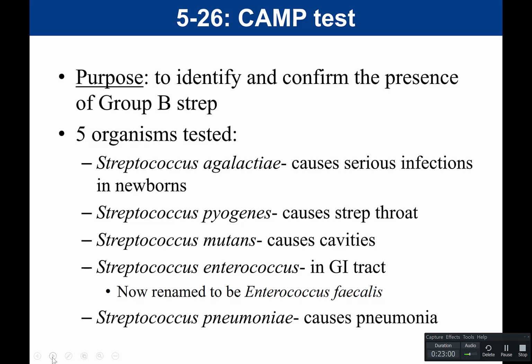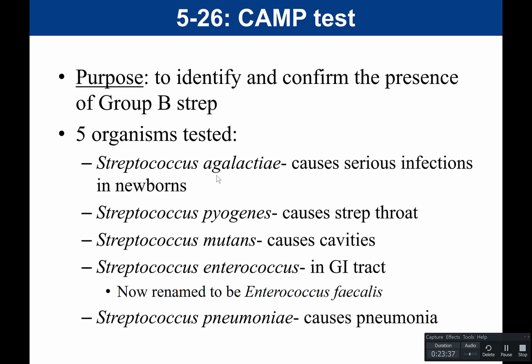We also talked about, and these are all going to kind of go together, the CAMP test. And the CAMP test was done in conjunction with this. And the purpose of the CAMP test was to identify and confirm the presence of group B strep, so specifically Strep agalactiae. Strep agalactiae, it's important to know if you're a carrier. There's a question in your question set that talks about a beta hemolytic strep, and why it's important to know if you are a carrier.